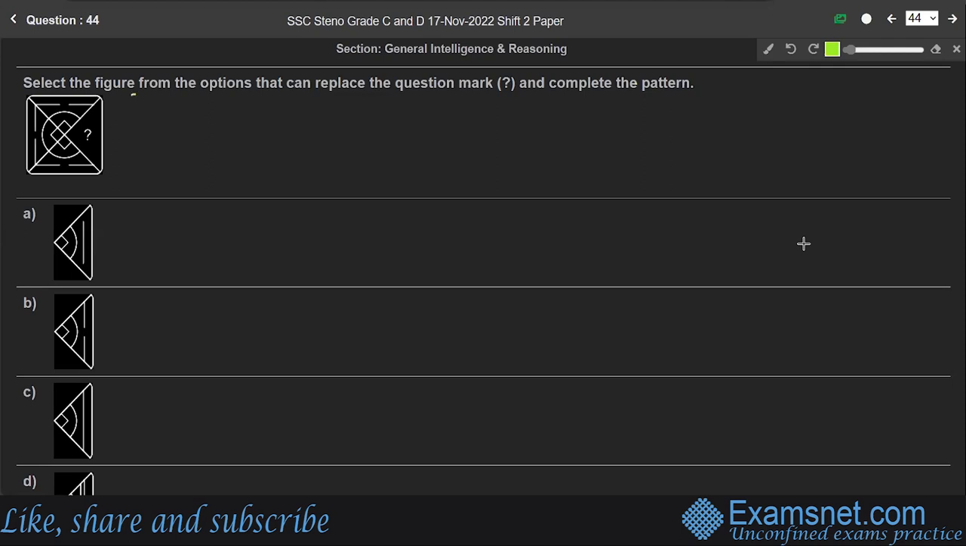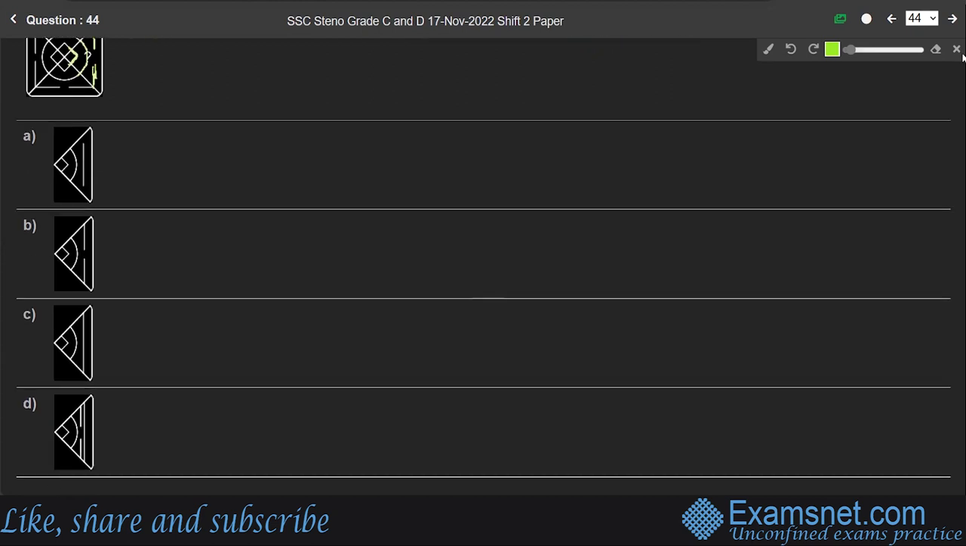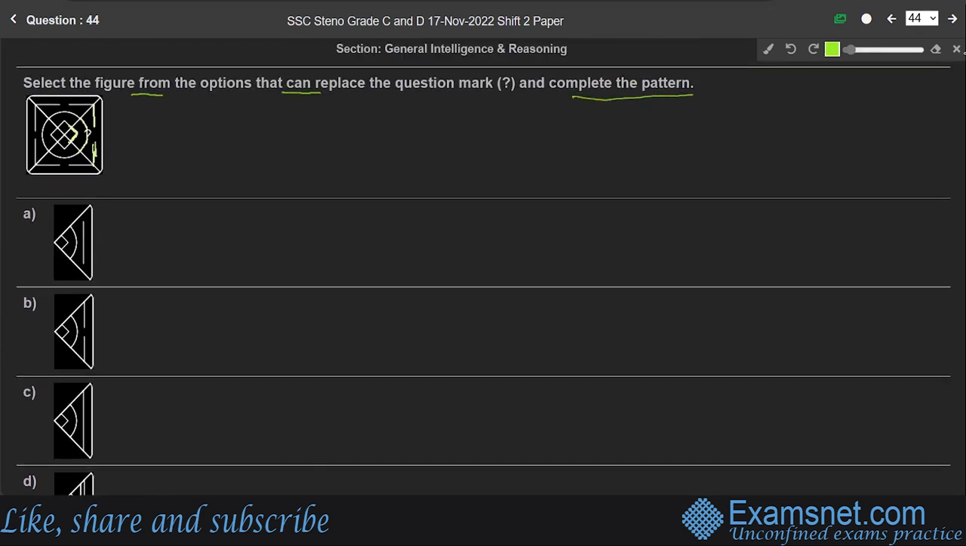Question 44. Select the figure from the options that can replace the question mark and complete the pattern. In the given question, let us complete the center portion by completing this square portion, this circular portion, and also these lines. This completes the given figure. Among four options, look at option B. We cannot take option D. So option B is the right answer, which completes the given pattern.